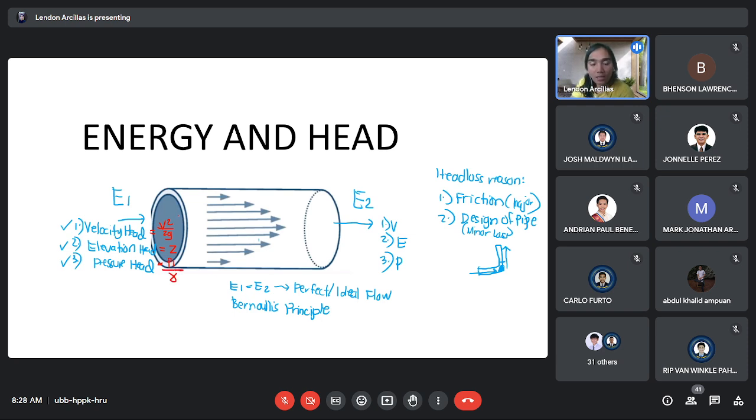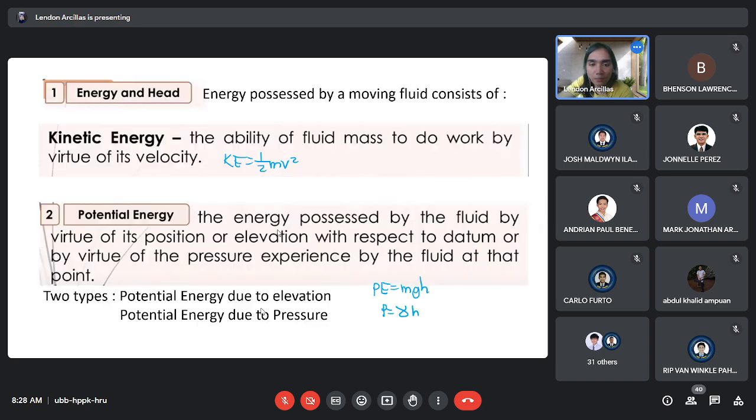So these are the energy heads that we need to find in order to complete this energy. We just add them, and it will be equal to this one. It is the same here: v squared over 2g, Z, and P1 over the specific weight. So if this is a perfect flow, energy 1 is equal to energy 2, and that is what we call Bernoulli's principle, or the law of conservation of energy.